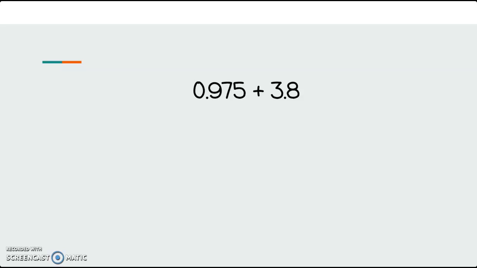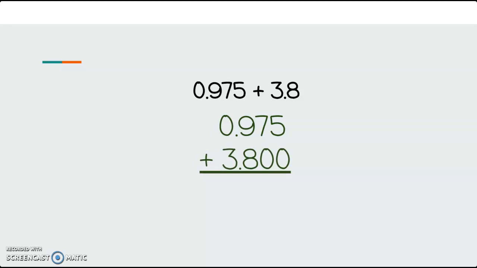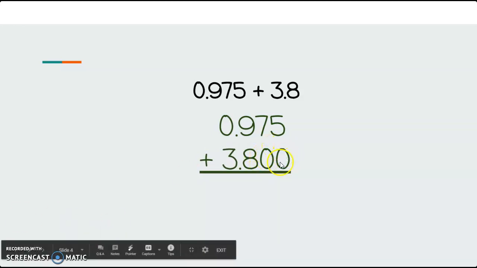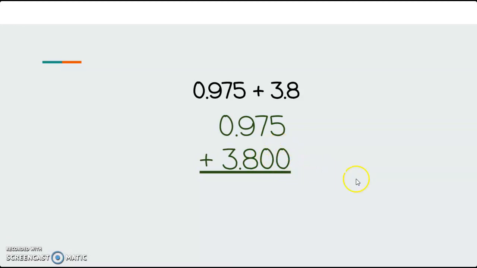0.975 plus 3.8. We first need to line up our decimals vertically. So I will put 0.975 on top, and then I will add 3.8 on bottom, and I added 2 zeros here to help hold place values. Next, I will add from right to left. So 5 plus 0 is 5. 7 plus 0 is 7, and so on. And I end up getting a total value of 4.775.